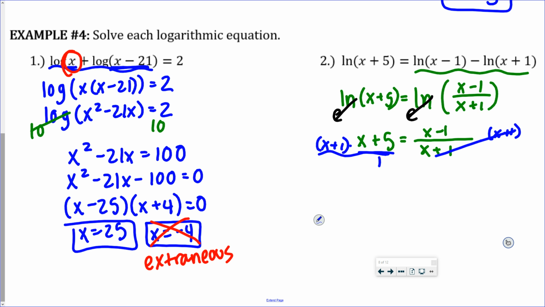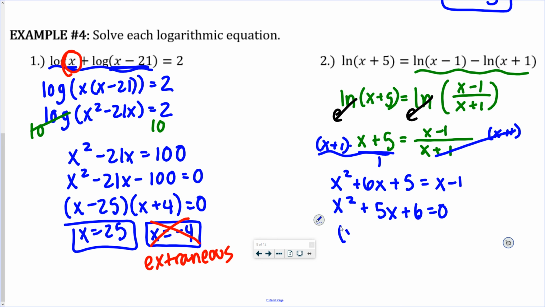All right, over here I'd get x squared plus 6x plus 5, over there at x minus 1. Wow, I gave you some nice easy factoring ones with ones in front. I think it makes this harder. Okay, so this is factoring into x plus 3, x plus 2.